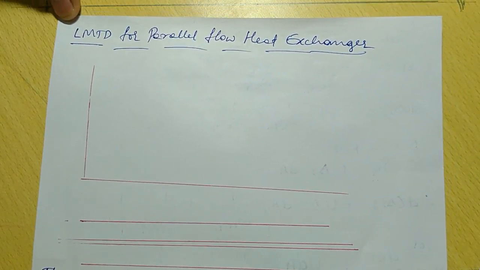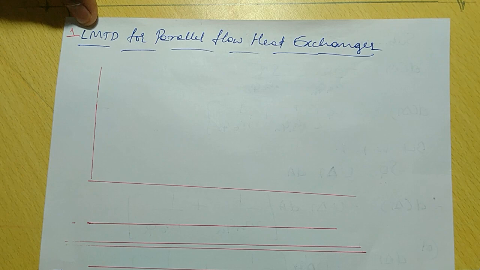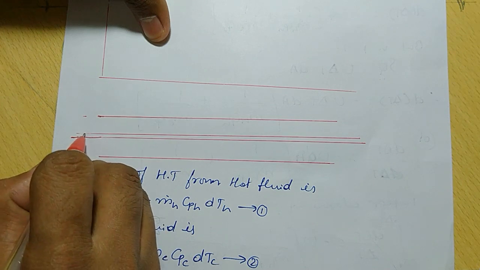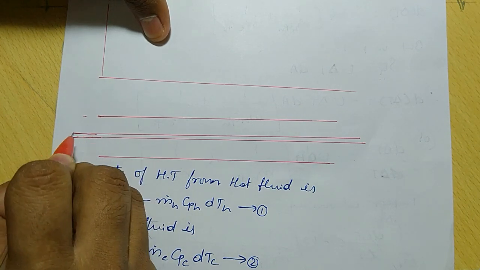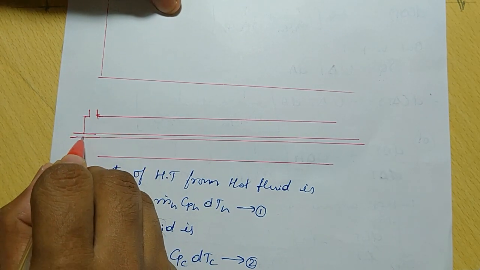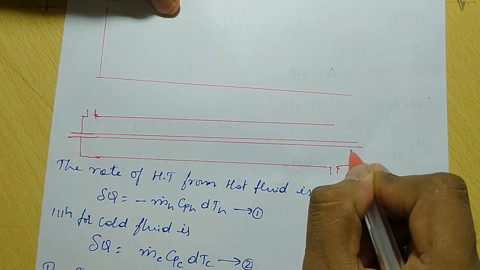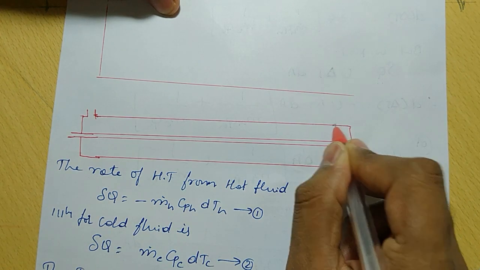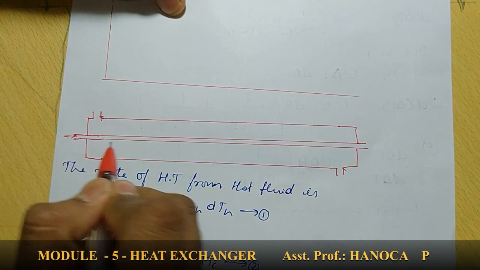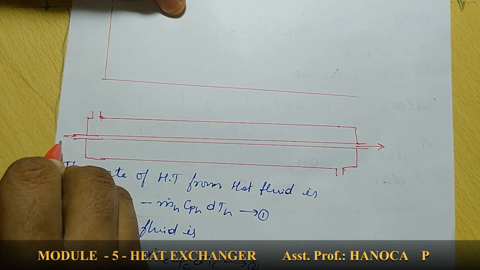Now we will do the first derivation, that is LMTD for parallel flow heat exchanger. LMTD means logarithmic mean temperature difference. For that I will draw the sketch. There are two concentric tubes. You consider this is the inner pipe, and this is the outer pipe. Now consider the fluid is moving. Here is fluid 1, the hot fluid.